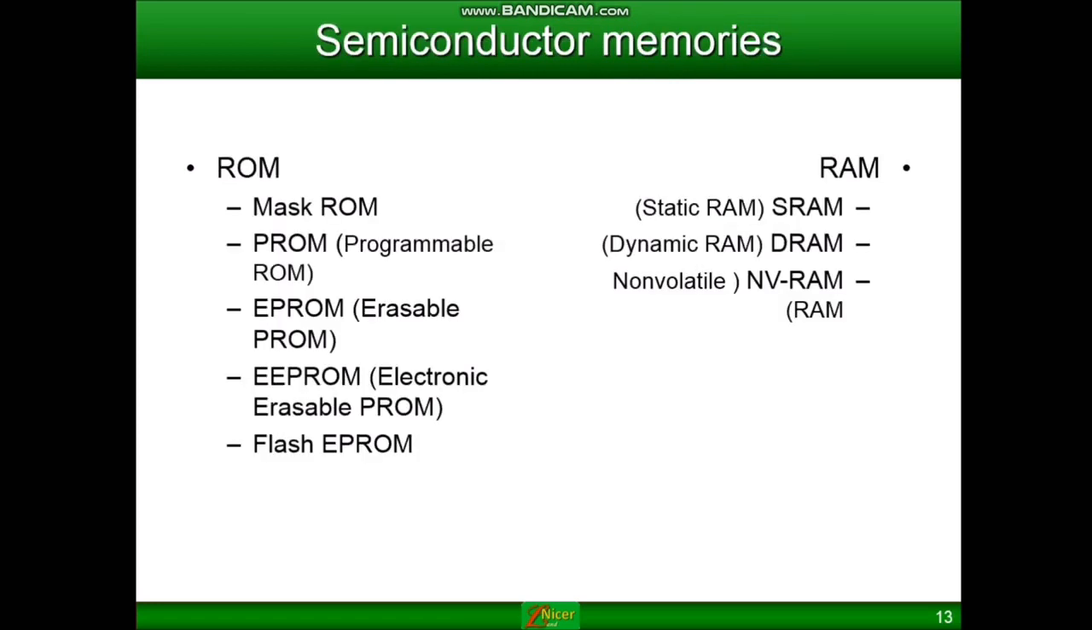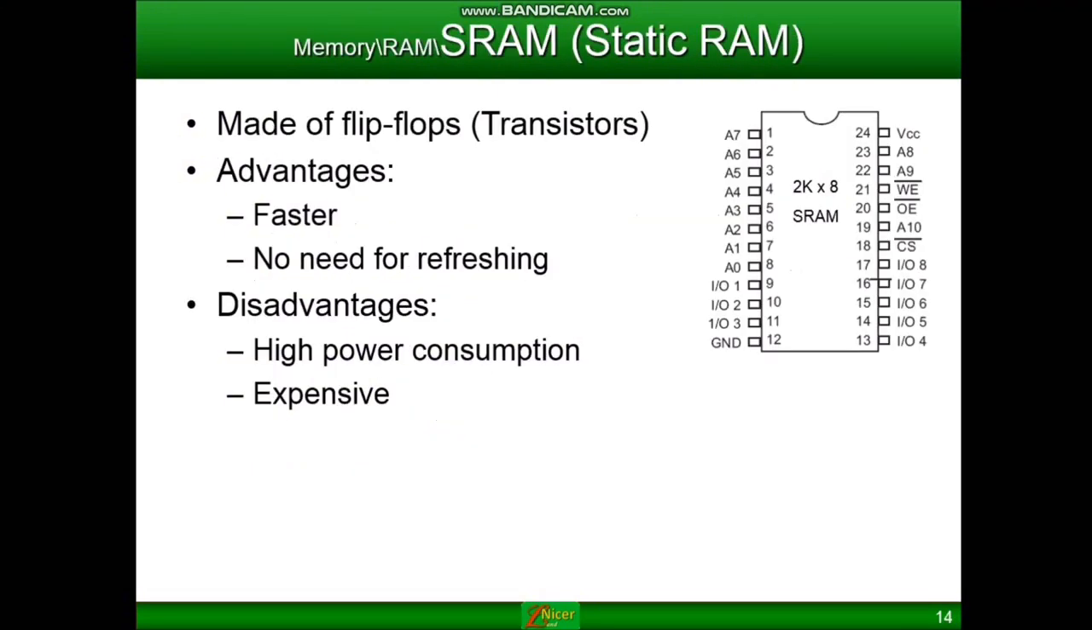Then comes semiconductor memories. Basically, now we have covered ROMs, and now we are going to discuss RAMs. In RAM, we have first of all static RAM, SRAM. It is basically made of flip-flops, and the advantages are that it is faster, it does not need any refreshing. The disadvantages are that it uses high power and it is expensive, because it is made of flip-flops and its size is quite big.